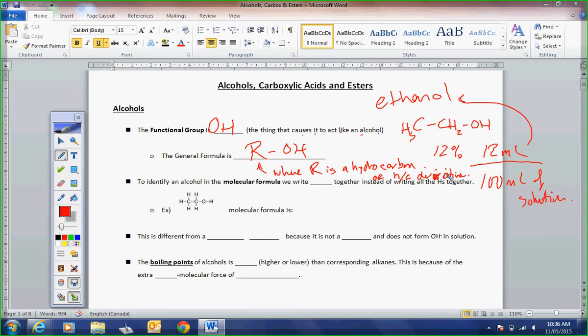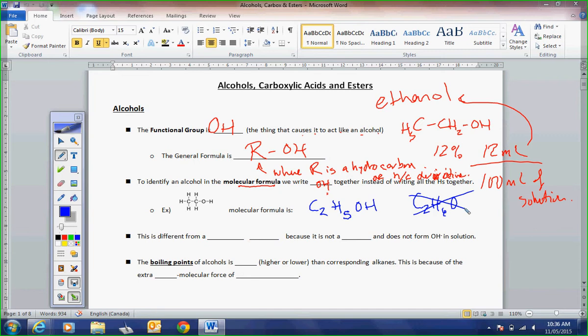So, to identify the alcohol in a molecular formula, so molecular formula being all the things crammed together, all the C's grouped together, all the H's grouped together, we write the OH together instead of writing that H with all the others. Okay, so this is what I mean by that. The molecular formula of ethanol is C2H5OH. So that at a very quick glance, the person can look and say, oh, look, an OH must be an alcohol. I wouldn't write C2H6O. Does that make sense?